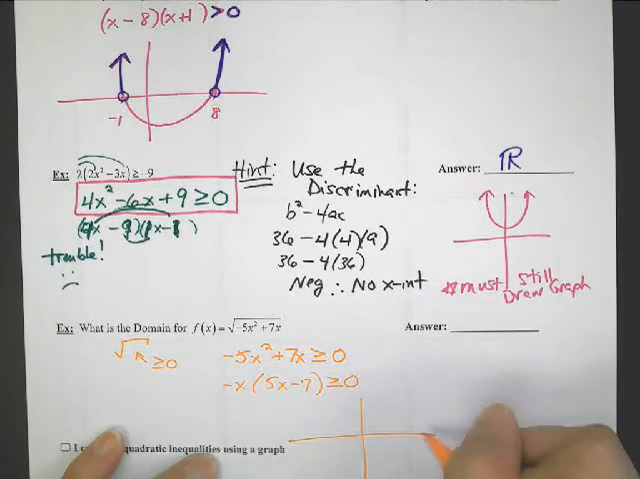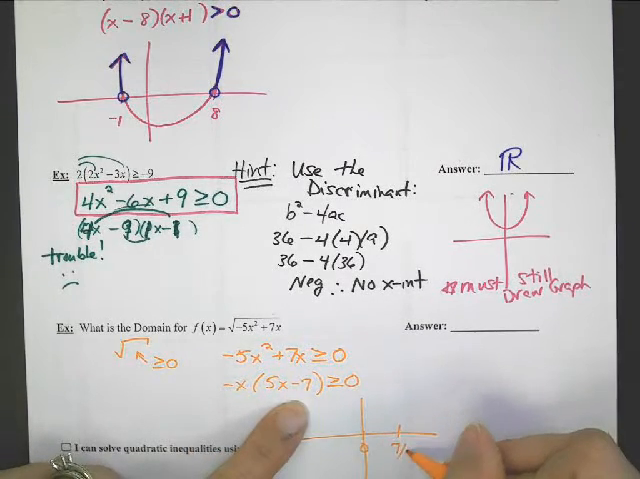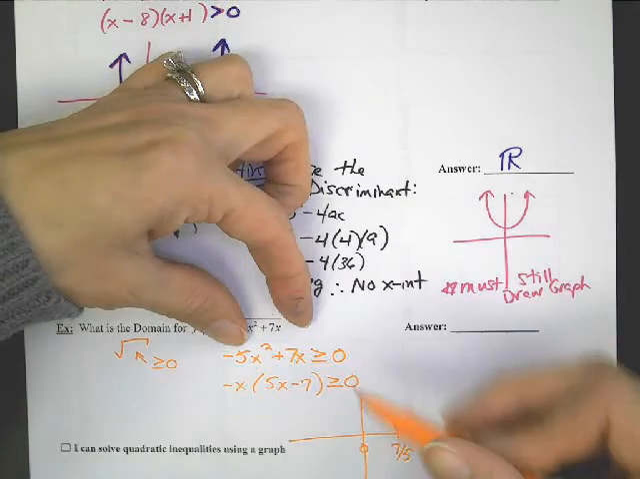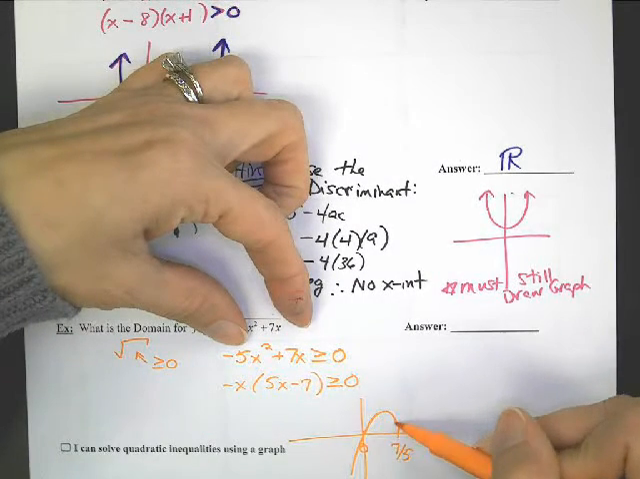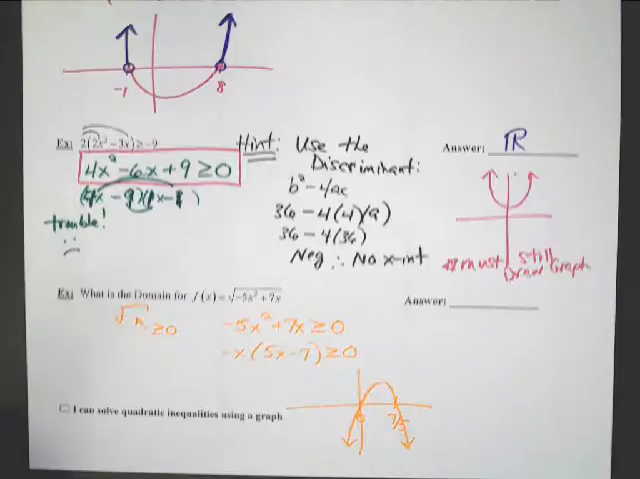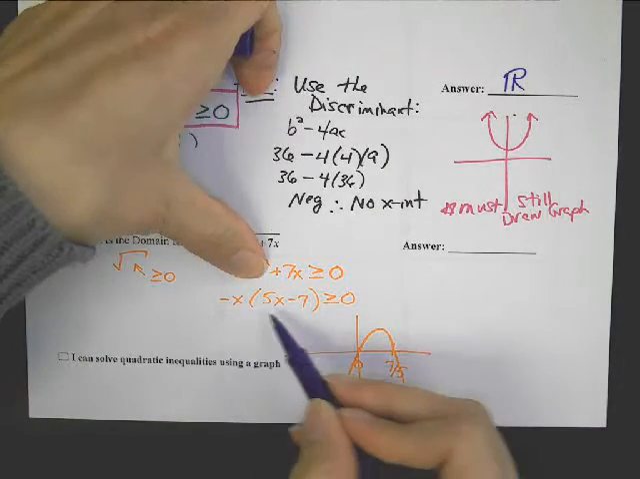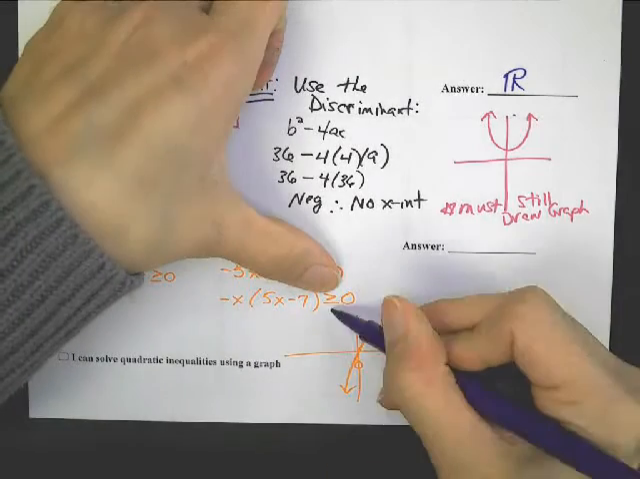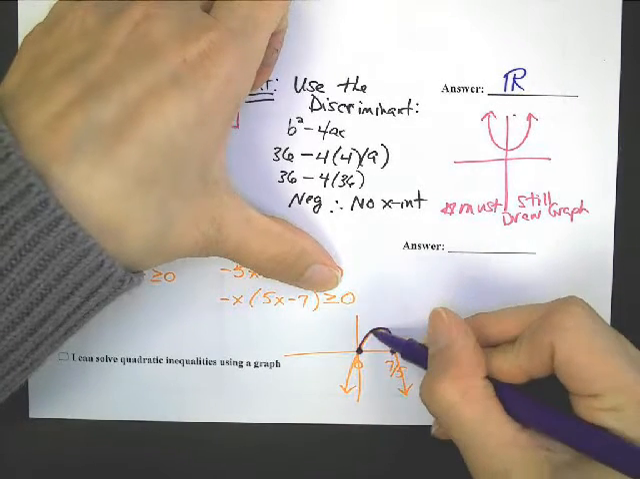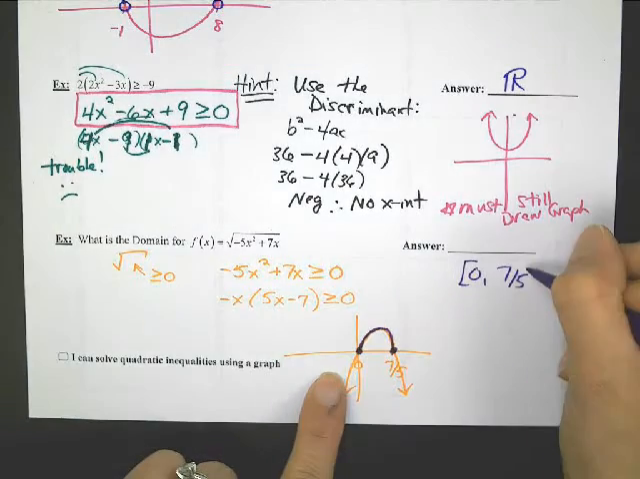So the x-intercepts are 0 and 7/5. This is a parabola opening which way? Parabola opening down. Okay, there's a nice picture. And I'm going to use that picture to say my answer. Okay, where is the parabola greater than 0? Greater than or equal? Closed bubbles. And here's the parabola that's up from brackets 0 to 7/5.